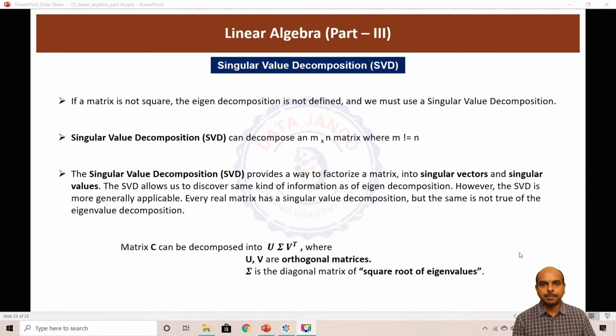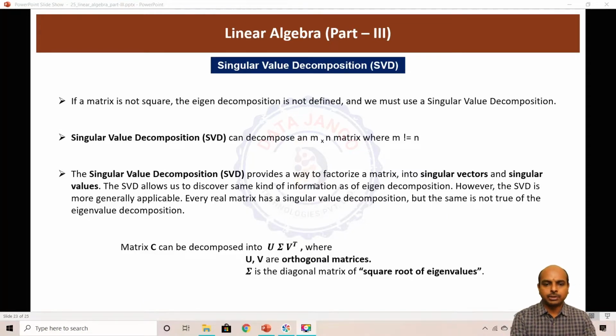in machine learning. Singular value decomposition can be called a generalization of eigenvalue decomposition, because eigenvalue decomposition can be done on a square matrix only, but singular value decomposition can be done on any matrix. Singular value decomposition can decompose an m by n matrix where m is not equal to n, right? And this is a generalization of eigenvalue decomposition. We'll see it in a moment. When you see the actual math, you will understand what I'm talking about.